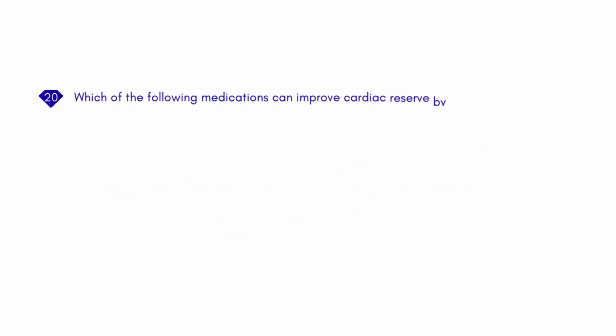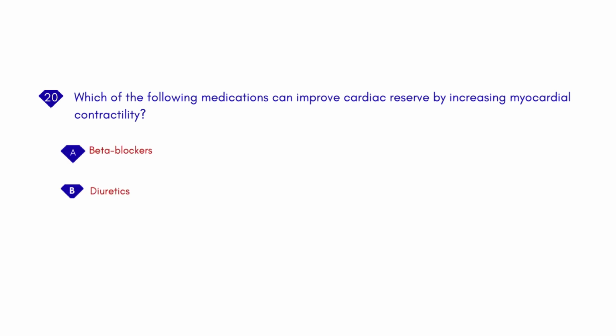Which of the following medications can improve cardiac reserve by increasing myocardial contractility? A. Beta blockers. B. Diuretics. C. Digoxin. D. Nitrates. Answer: C. Digoxin.